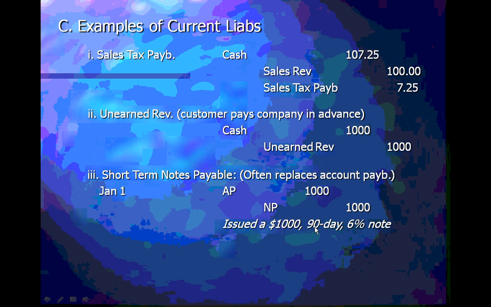Even 90 days, that's not that long. That's 3 months. It goes by in a flash. But if you were to say we issued a $1,000 90-day 6% note, we've got to figure out what the dollar amounts are that go with that, and what it means. Okay, so here we go. On April 1st, that's 90 days later, 90 days, that's 3 months. It's a 6% note. Well, 1% would be $10, so 6% must be $60. So the borrower pays off the entire note payable, and they pay us an interest expense.